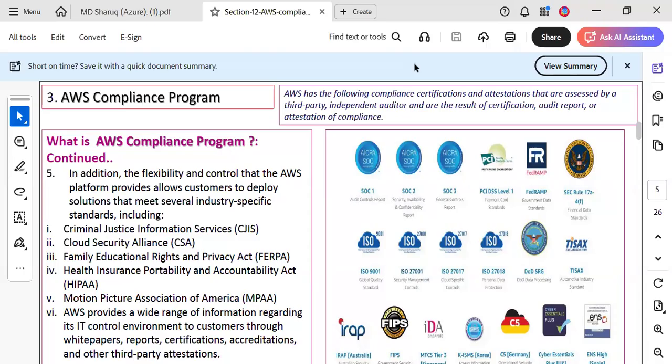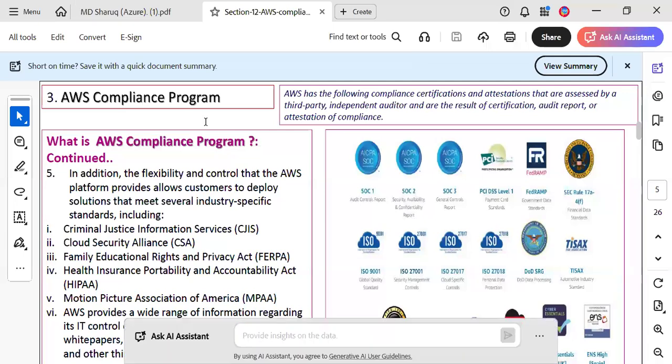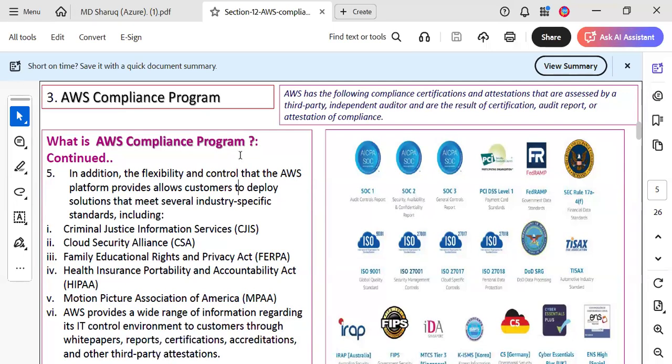Then AWS provides a wide range of information regarding its IT control environment to customers through white papers, reports, certifications, accreditations, and other third-party assertions. So these are the standards they follow. Large organizations follow these standards for solution architects of AWS, not for you. You need to be aware of what a compliance program is, that's all, to be aware if somebody asks in the interviews.